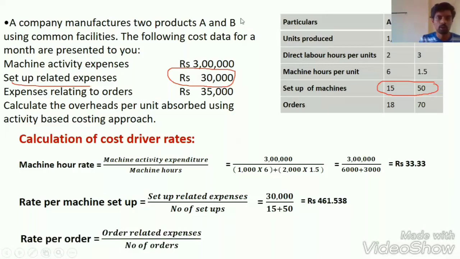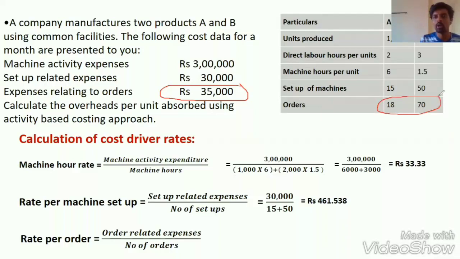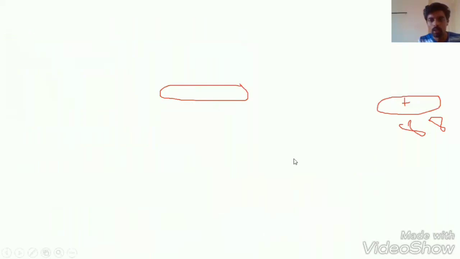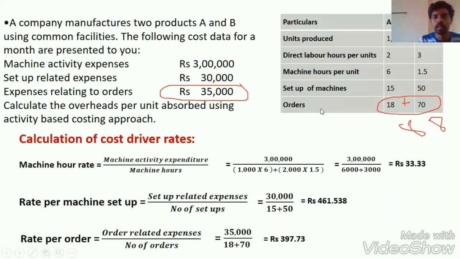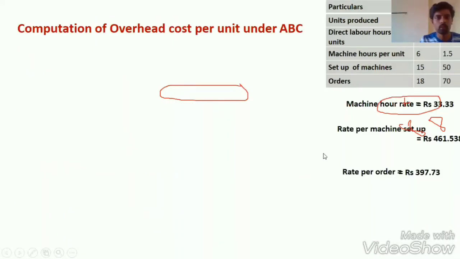Then rate per order. So ordering cost. So we have incurred 35,000 rupees towards placing the orders, right? And see totally how many orders are there? 18 plus 70. 18 plus 70 is 88. So for 88 orders, we have spent 35,000 rupees. So find out cost per order. So cost per order will be 35,000 divided by 88. Okay. So now we'll proceed with the solution.